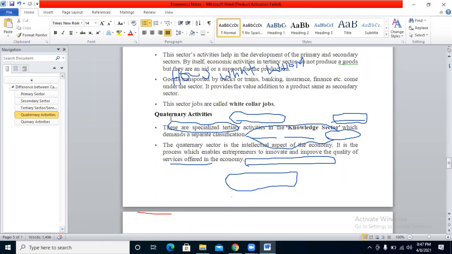These quaternary activities are specialized tertiary activities, and this is called the knowledge sector.